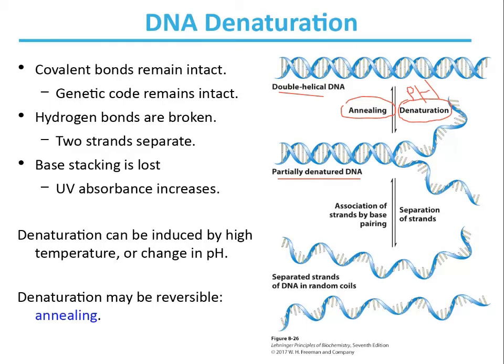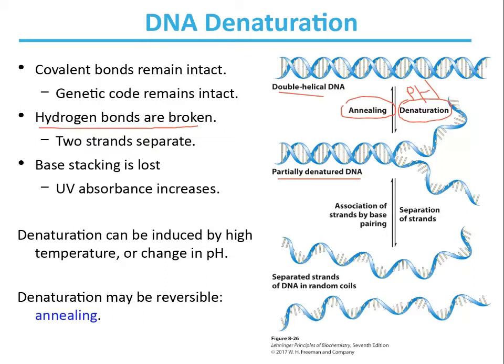Why can we denature DNA and then anneal it? Why is this step happening? It is because the hydrogen bonds are broken. We can break the hydrogen bonds by heating, and then if you cool it down they will join together again. So they are very flexible bonding. You know, the hydrogen bond is not like a covalent bond; if a covalent bond is broken, it does not come back. No, hydrogen bonds can come to each other. It's a hydrogen bonding. Base stacking is lost, UV absorbance increases.